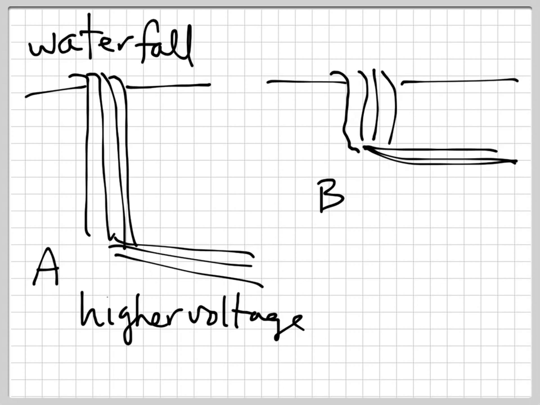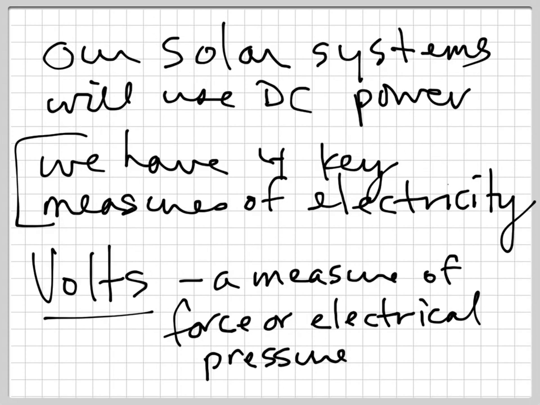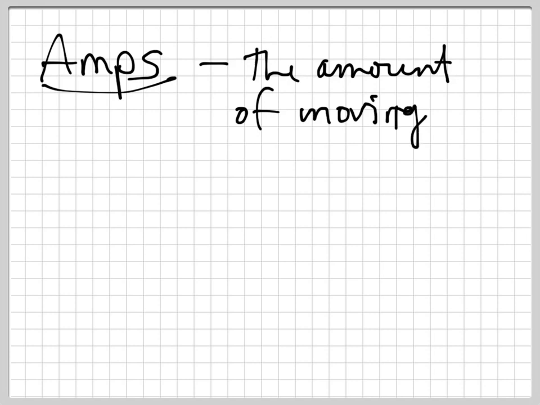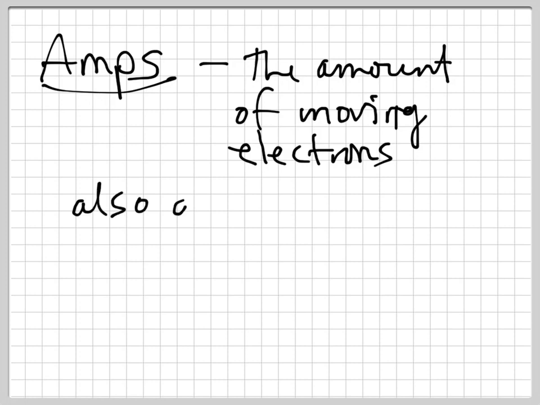Questions? So that's volts. We were talking about volts. The second way we talk about electricity is amps. And amps, it's the amount of moving electrons. It's also called current.